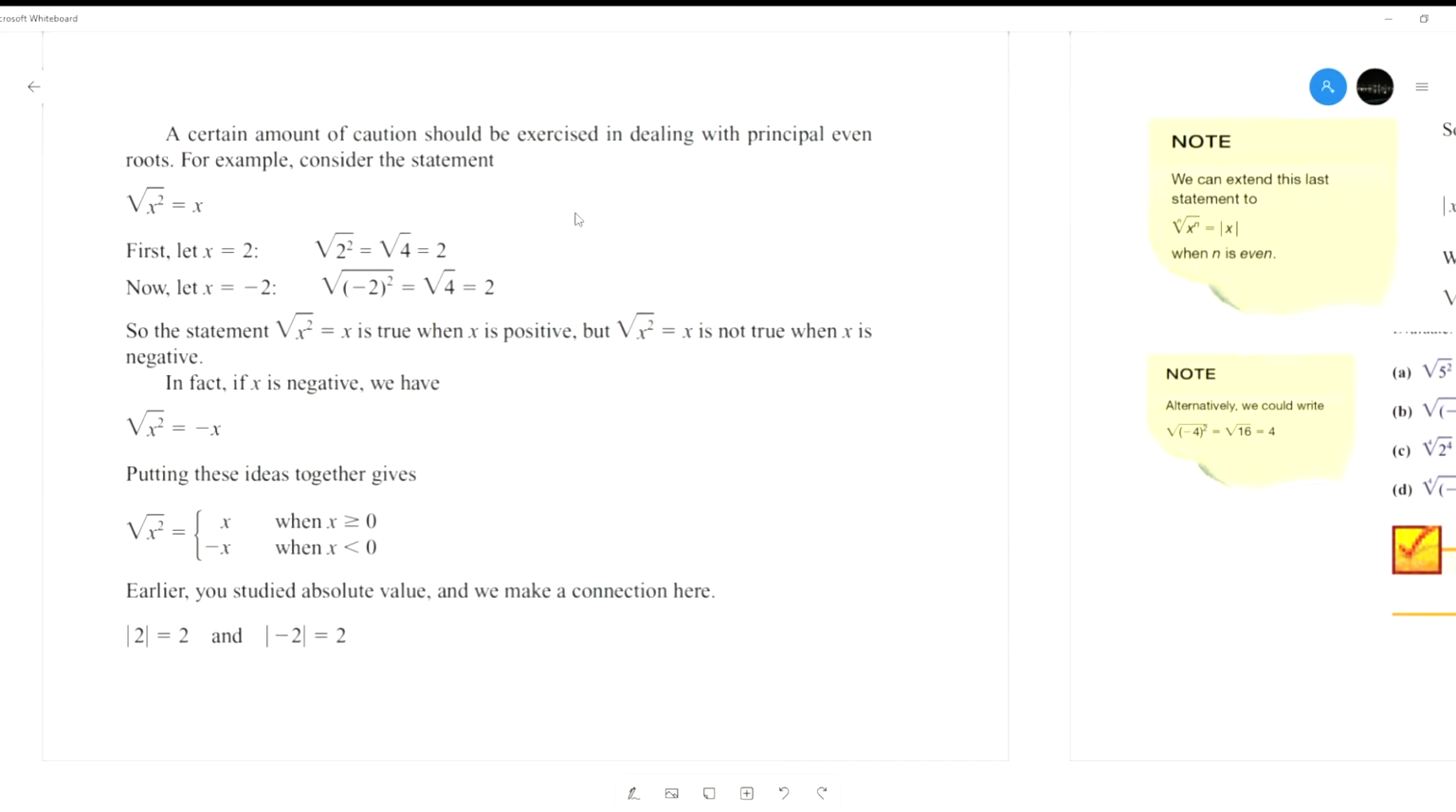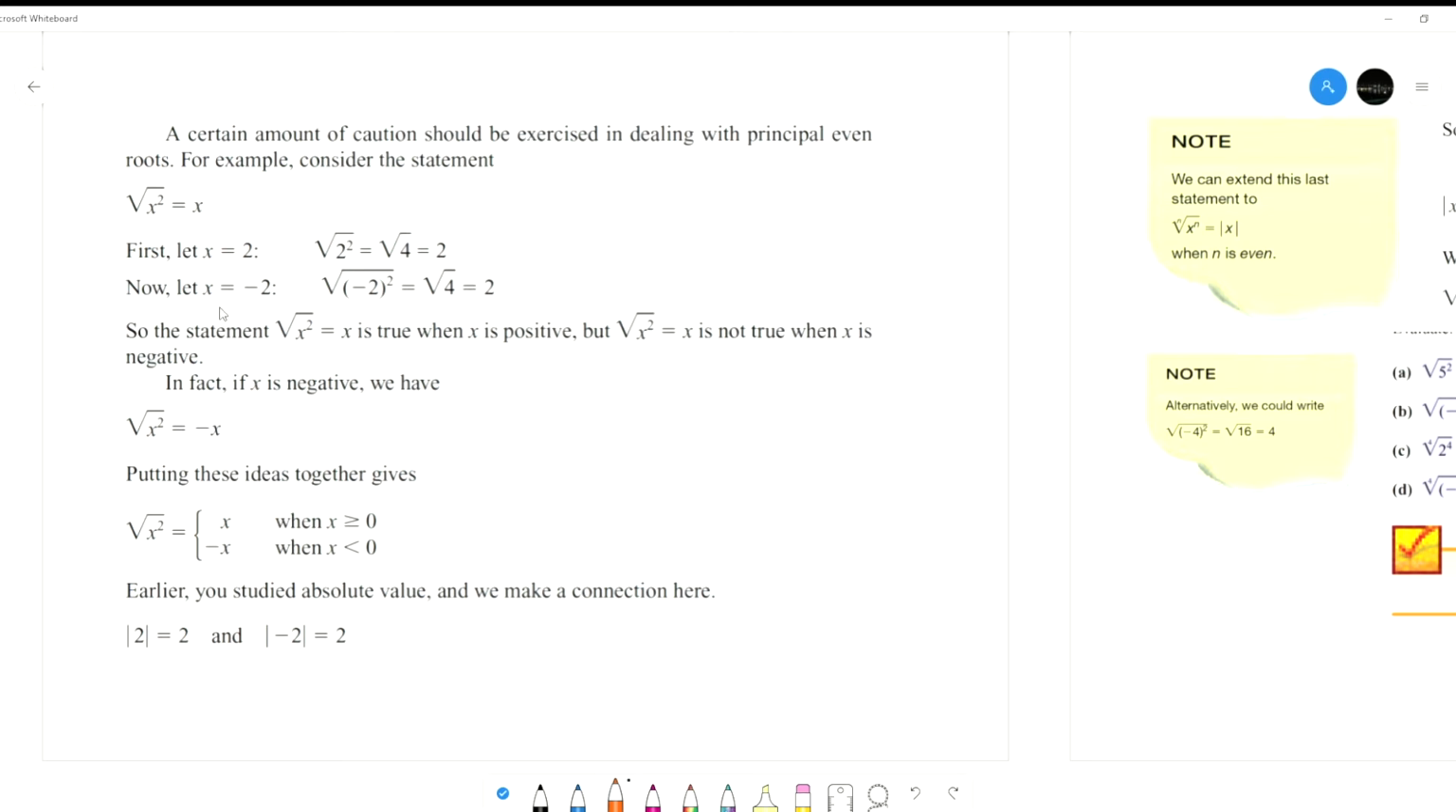So when we're dealing with the principal root, we should still be cautious, right? What are we cautious about? Let's look at the square root of x squared. Most people think the square root of x squared is equal to x. So let's look at a case where x is equal to 2. If x equals 2, the square root of 2 squared is the square root of 4, and we know the square root of 4 is equal to 2.